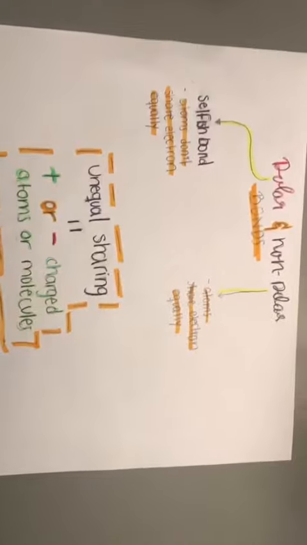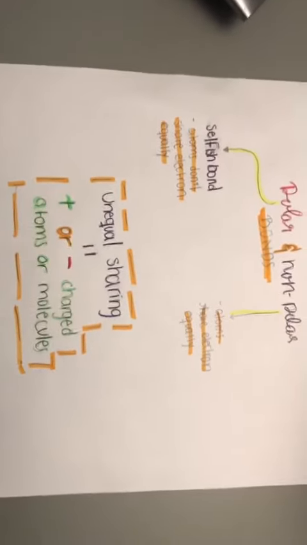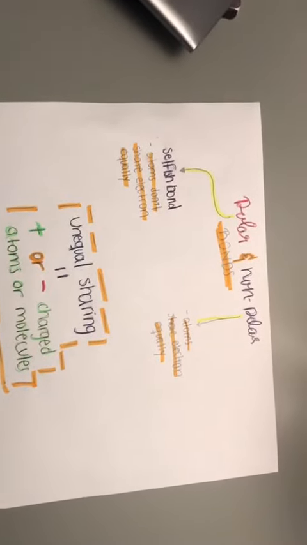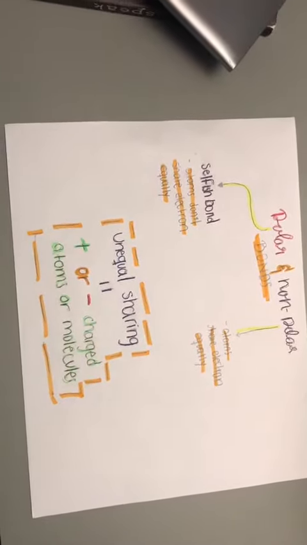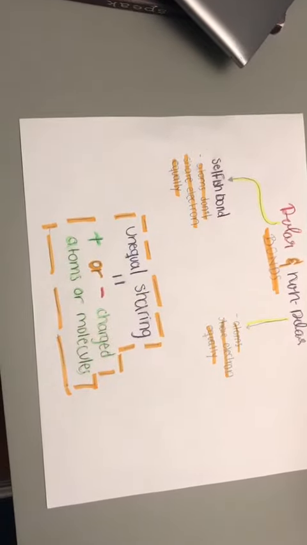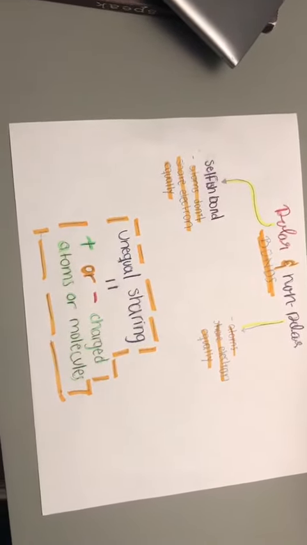And lastly, polar and non-polar bonds. Polar is the selfish bond, where atoms don't share electrons equally, and non-polar bonds do share electrons equally. However, unequal sharing results in positively or negatively charged atoms or molecules.